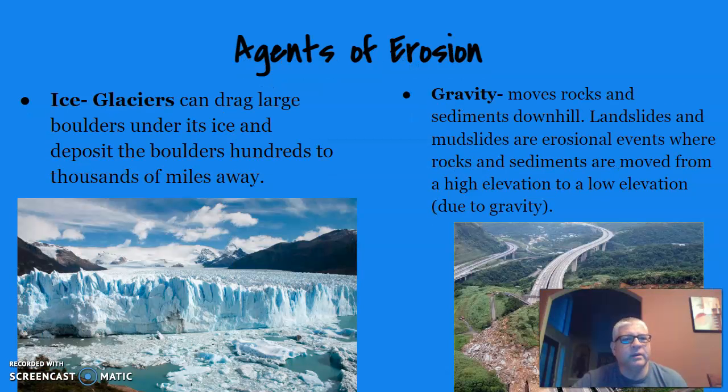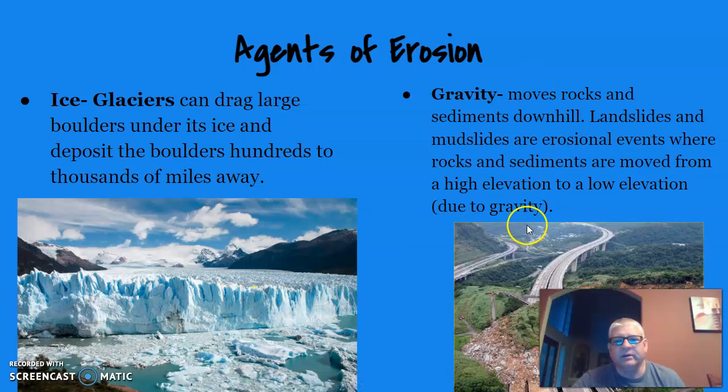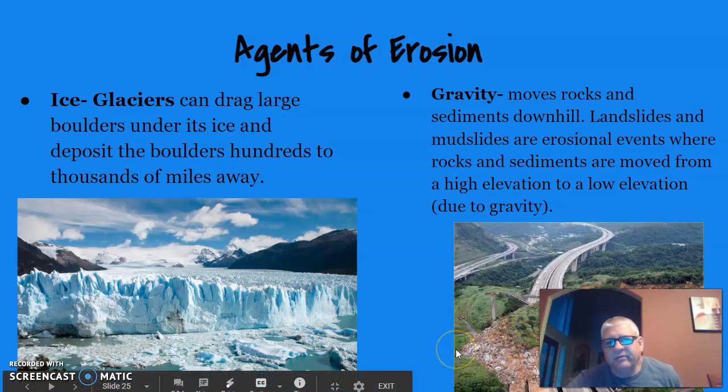Ice. This is a very slow process, but this is a glacier. It may only move an inch or two a year. And then gravity. Gravity is very strong. So substances can go. This soil just went down the side of this hill and landed on top of this road, and it's going to be a lot to fix that road.